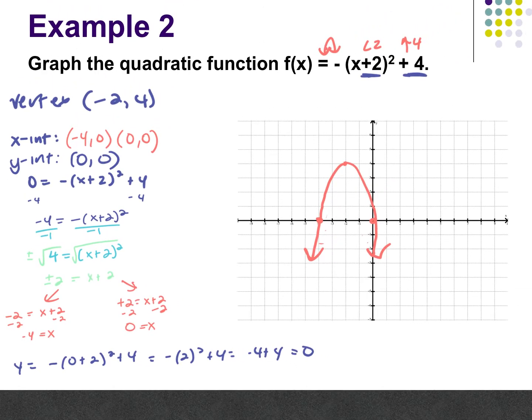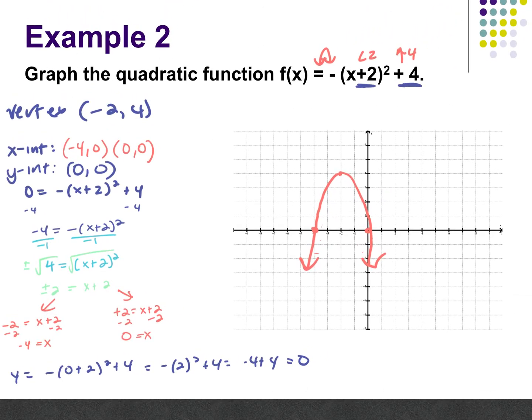All right, tell me the domain of this graph. All real numbers. Every single person in that room needs to know that answer, because that's an answer to a question on your quiz, right? What's the domain of every parabola? All real numbers. Okay, what's the range of this graph? -∞ up to 4. Good, with a bracket on the 4.